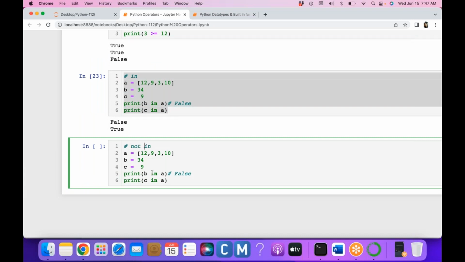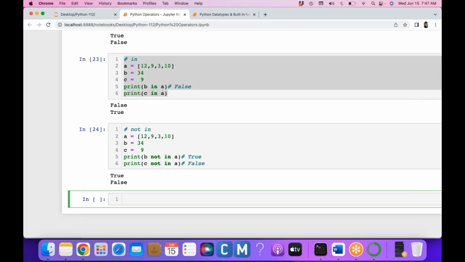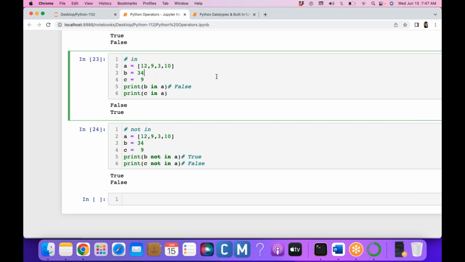Now not in. When we go through not in, it is quite opposite. If B is not available, then it returns true. If it is available, then it returns false. It's quite opposite of the in operator. Both are performing the same thing, but quite opposite. Note this example. Okay, done.